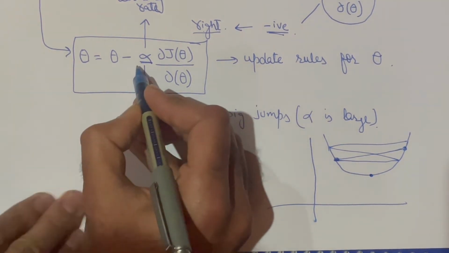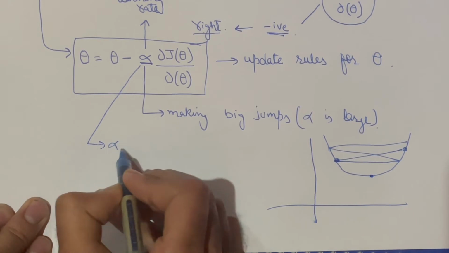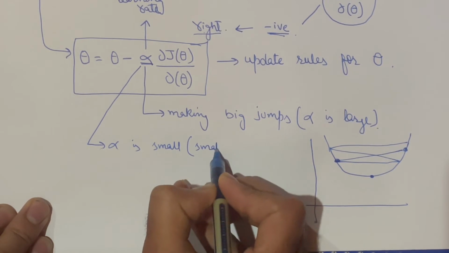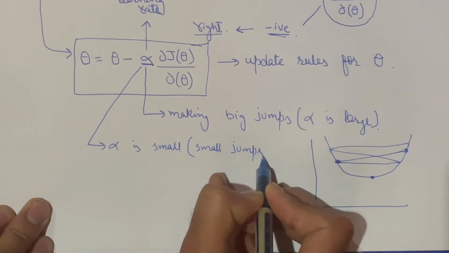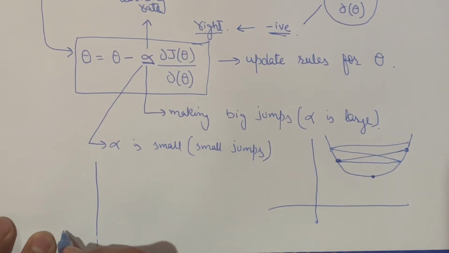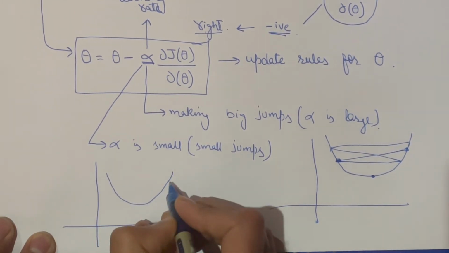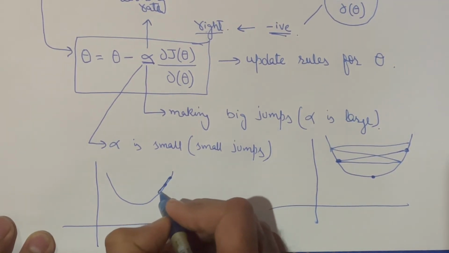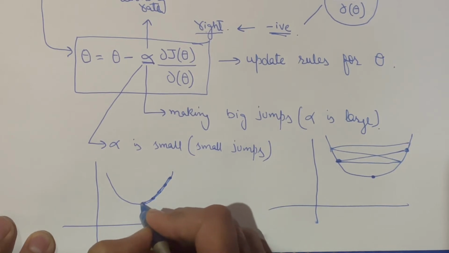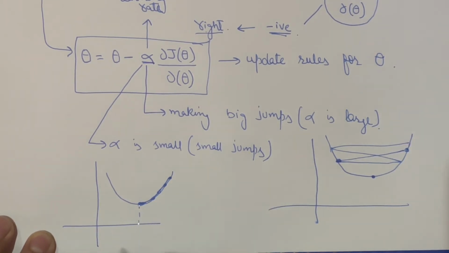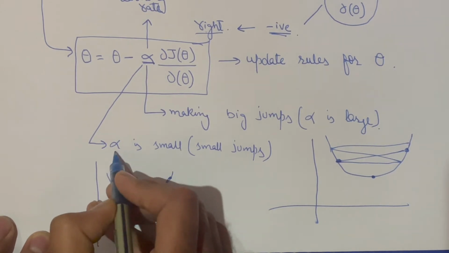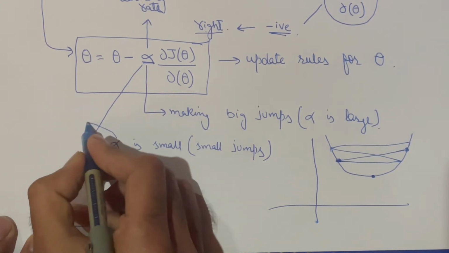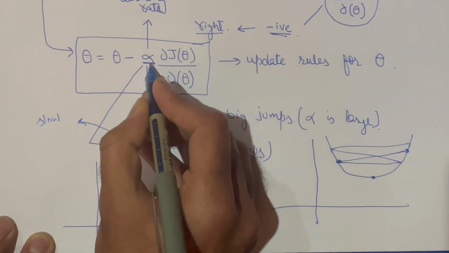Okay, but if alpha is small, that means we are making small jumps. What does that mean? We are making small jumps. So our graph was like this, convex. So theta was like this, let's say. Now new theta will be here, then here, then here. After some time we will reach the minimum point. But the disadvantage is, if alpha is very small, we are making very small jumps, so it will be slow.